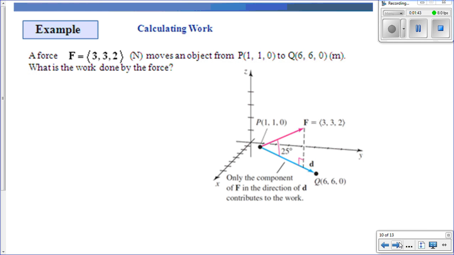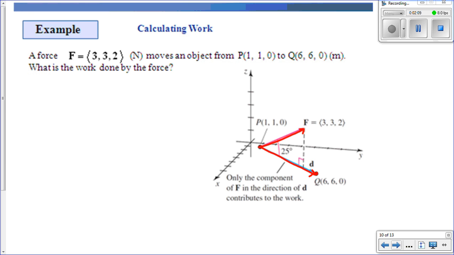So let's say we have a force F given by 3, 3, 2. So you can represent that. The tail of it is at the origin and the tip of it is at the point 3, 3, 2 in 3 space. Now the object is being moved from the point 1, 1, 0 to the point 6, 6, 0. So that's our displacement vector.